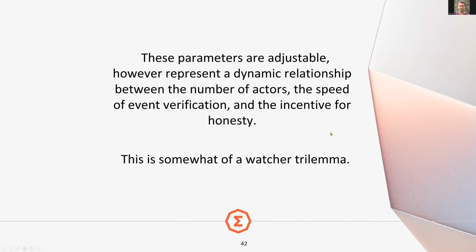When we go to the next slide, it creates some kind of trilemma here. If you look at the parameters of a watcher itself, you have the number of actors, which is also going to correlate somewhat to the number of permits. The speed for event verification is always going to be based on the incoming volume of transactions and the number of permits that exist in the system. And the cost of permits creates that incentive for honesty. That's something that we're going to have to somewhat dynamically balance as Rosen scales.